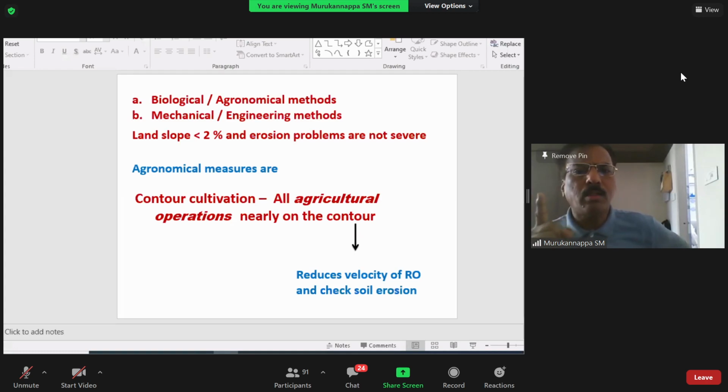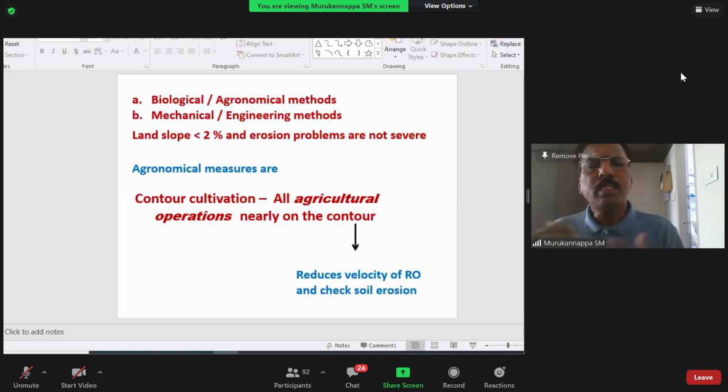One is the biological or the agronomical methods. Listen here, the agronomical measures are the measures which just manipulate the soil. There is not much engineering or mechanical work to be followed. Whatever cultivation you have followed in that particular area will have some modification, a soil manipulation, just to manipulate the soil by conserving the maximum rainwater. What are these things? We will discuss one by one. Is it clear?